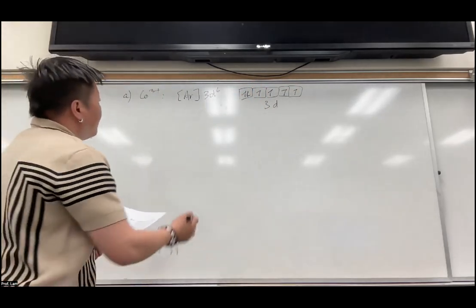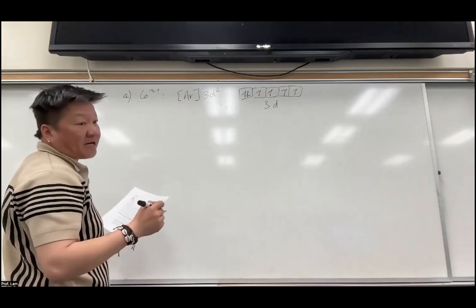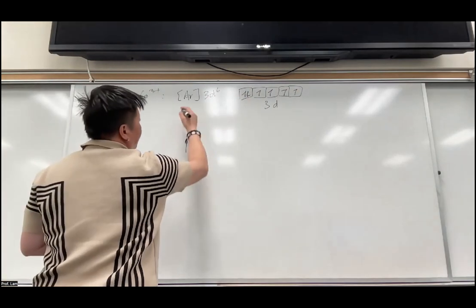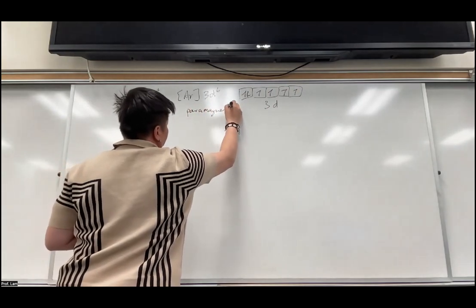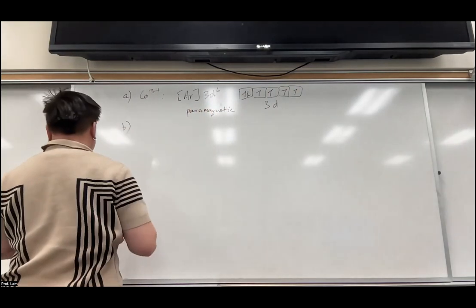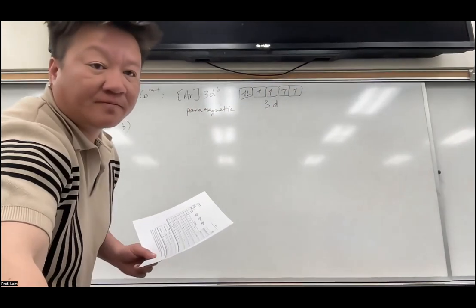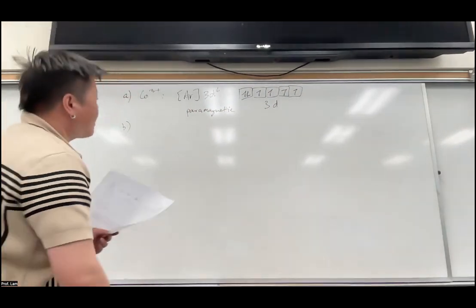Remember that. All right, so we have paramagnetic or diamagnetic. Well, we have unpaired electrons here, so para. Next one, N3-.